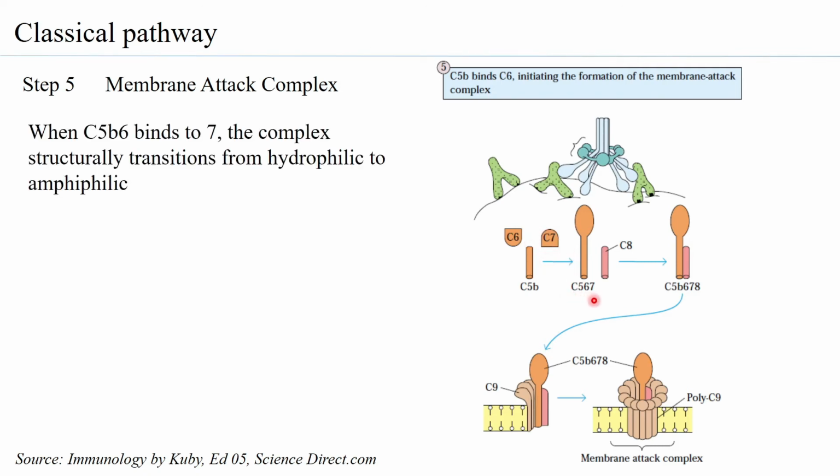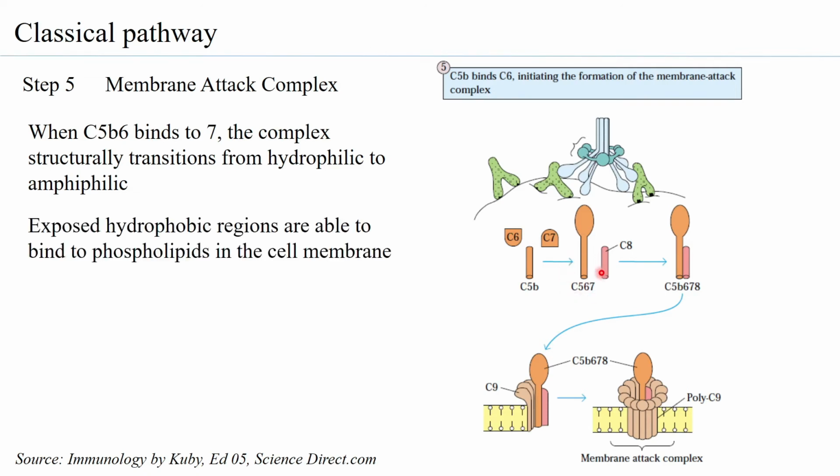Together, the C567 complex that is formed is interesting, because all of these, whether it is C6, C7, or C5b, are purely hydrophilic. But the moment they form a complex, what happens? They transition from hydrophilic to becoming amphiphilic. Certain parts of the complex are exposed which are hydrophobic now. Those hydrophobic regions, which have been exposed due to the binding of all these three components, are able to bind to the phospholipids of the membrane.